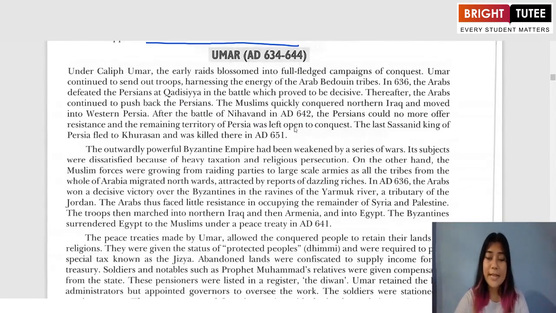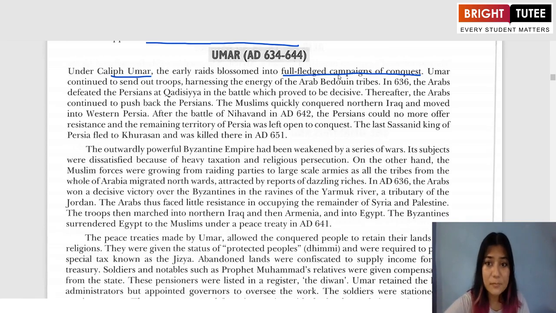So the next Arab ruler that we are going to look at is Umar. Under Caliph Umar, the early raids blossomed into full-fledged campaigns of conquest. Before Umar, Abu Bakr had sent troops, and these were small campaigns or expeditions. But after the coming of Caliph Umar, these small campaigns became actual conquests, whereby the areas where the troops were sent earlier were captured.